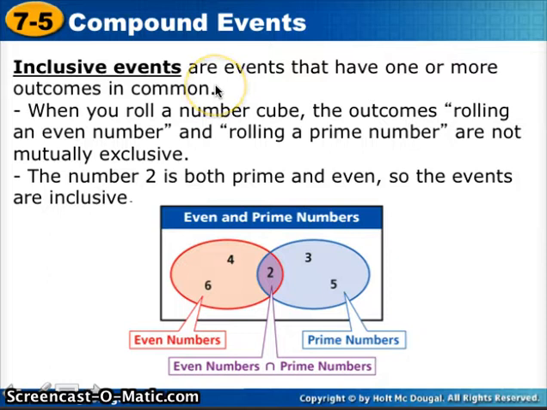Inclusive events are events that have one or more outcome in common. So when you roll a number cube, the outcomes rolling an even number and rolling a prime number are not mutually exclusive, which means the circles overlap. Inclusive events means that there's something that can happen and it can be in both events at the same time. For example, if you roll a 2, that's an even number, and 2 is also a prime number. So the number 2 is in both events. That means that these two events are inclusive. They overlap.